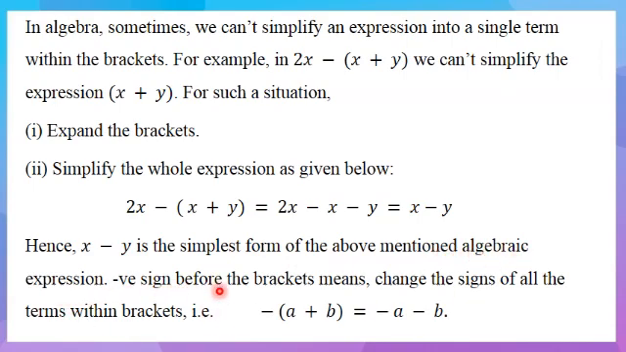Negative sign before the bracket means change the sign of all the terms within the brackets. For example, there is a minus sign and bracket start a plus b, close the bracket. So when I am going to open the bracket, then this minus sign will affect both terms inside the bracket. So my a becomes minus a and plus b becomes minus b.